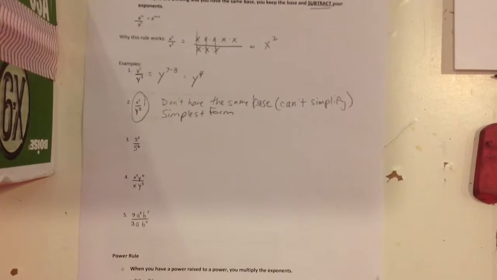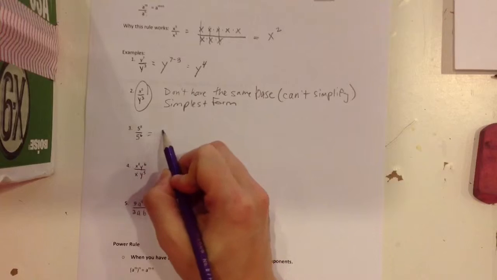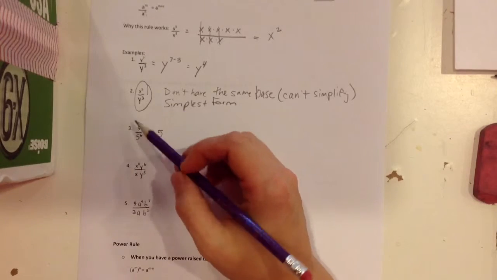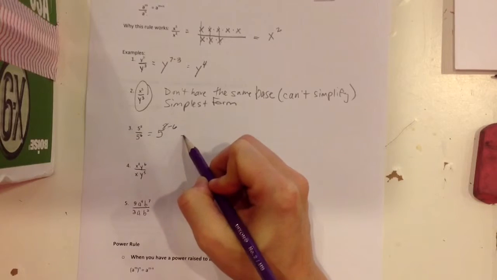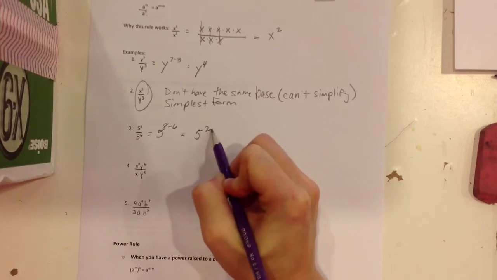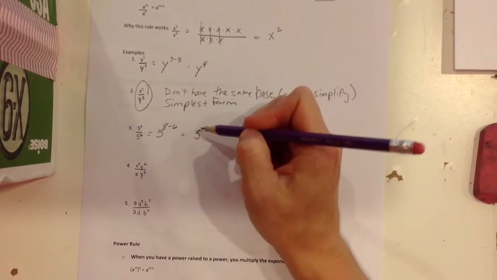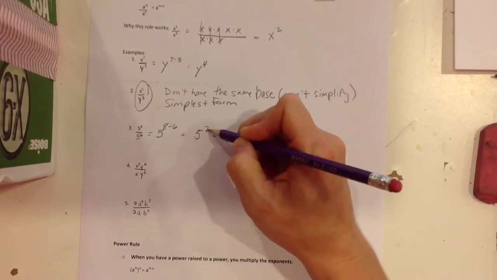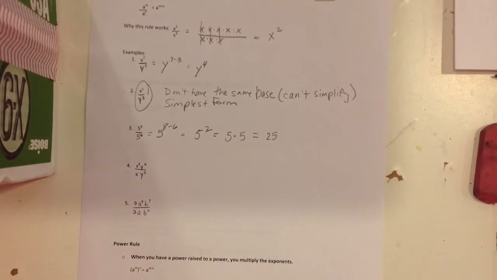For number 3, I have 5 to the 8th over 5 to the 6th. I can keep the base 5. Now notice that this is not a variable, but that's fine because we still have exponents, so we can still use our exponent rule. So I'm going to keep the base 5, and I'm going to subtract 8 minus 6, and that's going to give me 2. Since this is not a variable, I can go further and actually simplify this by evaluating it. 5 times itself 2 times is 5 times 5, and that's going to give me 25 as my answer.